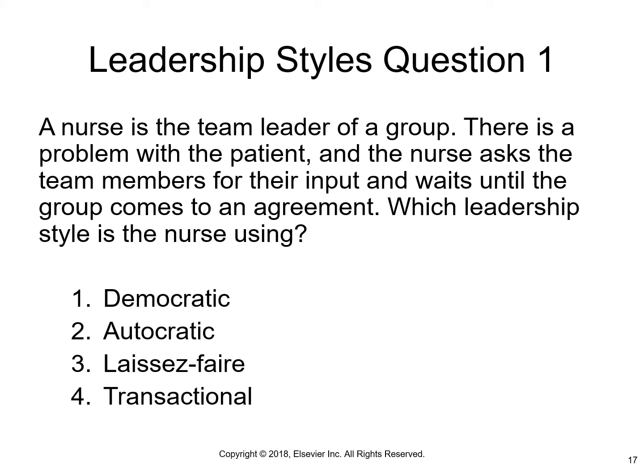Question: a nurse is the team leader of a group. There's a problem with the patient, and the nurse asks the team members for their input and waits until the group comes to an agreement. Which leadership style is this nurse using? Is it democratic, autocratic, laissez-faire, or transactional? This indeed is democratic. The democratic leader bases decisions on consensus or mutual agreement within the group.